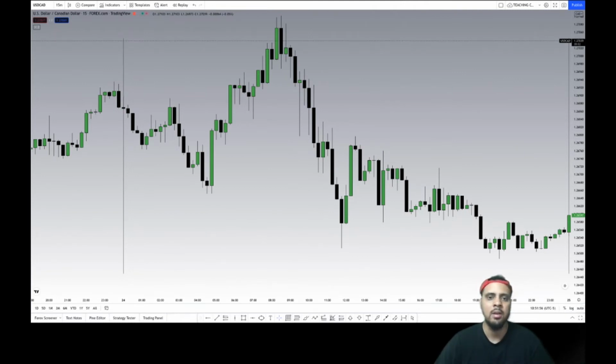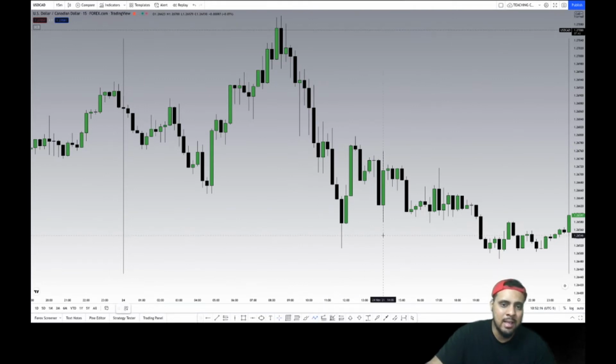We understand that the 1 hour is where we are finding our points of interest based off of the daily time frame, but the 15-minute is where we manage and where we enter off of as day traders. So the first thing I want you guys to notice on this day is the overall pattern that we see for the day.